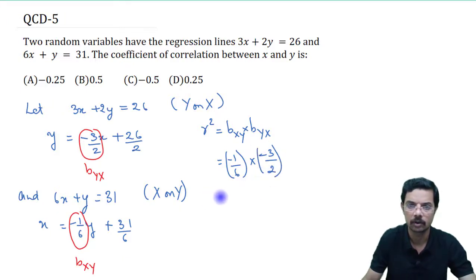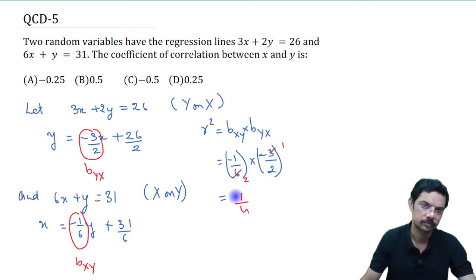So we can multiply or calculate this. Minus minus is plus. So 3 ones are 3, 3 twos are 6, we can cancel this, right? So you get plus 1 by 4. Okay, what we get here is 1 by 4, or we can say it is 0.25. Both the regression coefficients are negative. Okay, so r square is equal to 1 by 4.